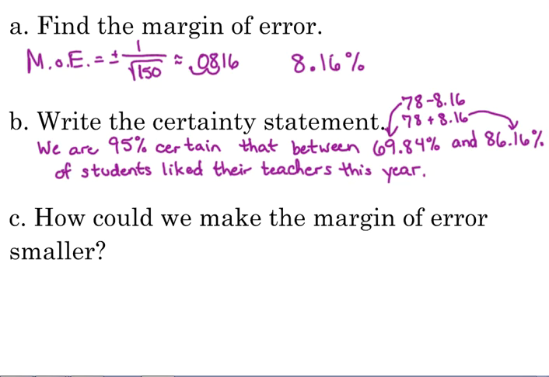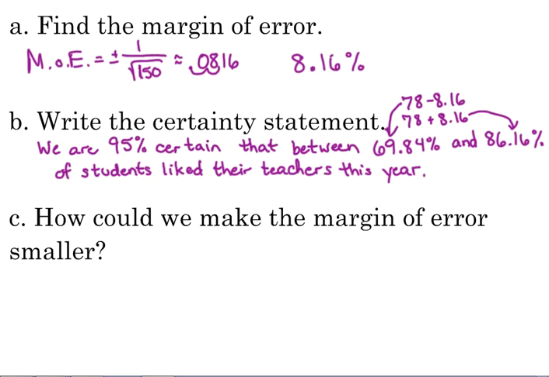All right, let's look at that last question there. How could we make the margin of error smaller? So the margin of error is 1 over the square root of our sample size. So anybody have a hypothesis there? What could we do to make the margin of error smaller? Obviously, it has to do with the sample size. So we got two options. We either make our sample size bigger or we make our sample size smaller. What do you think makes sense? Okay, I heard one of each.